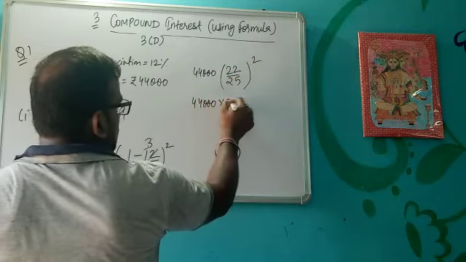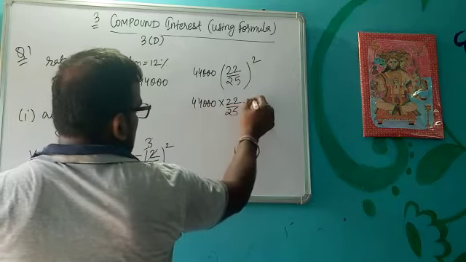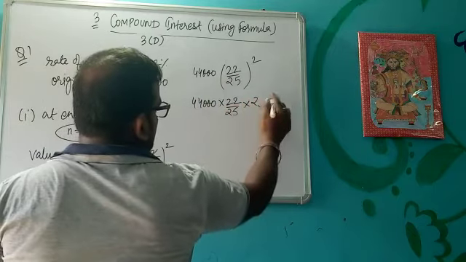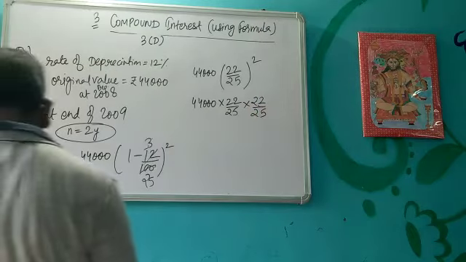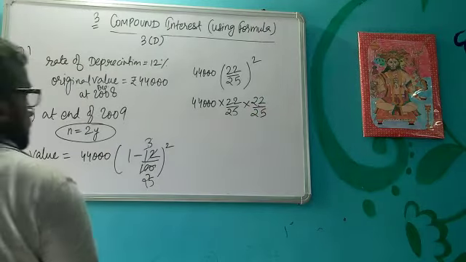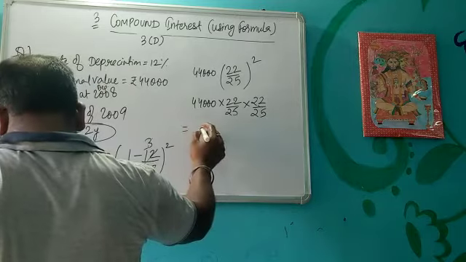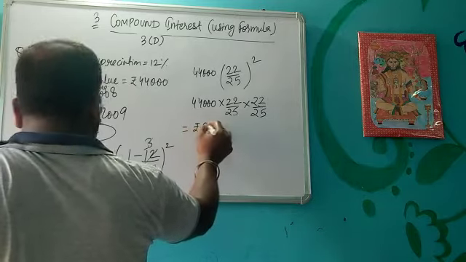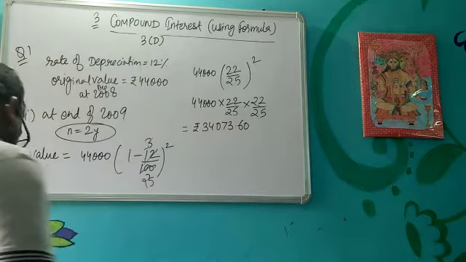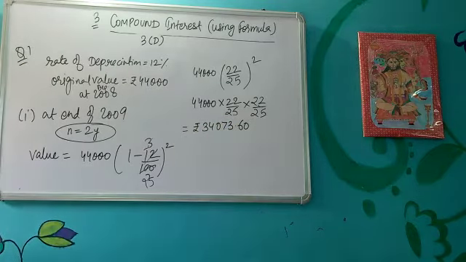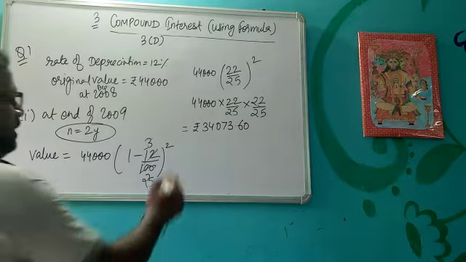So let's calculate it. What will we get? It will be 34,073 rupees and 60 paisa. So that will be the value of the machine at the end of 2009.